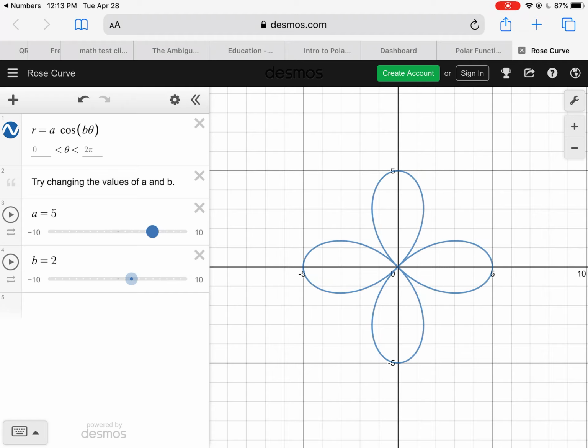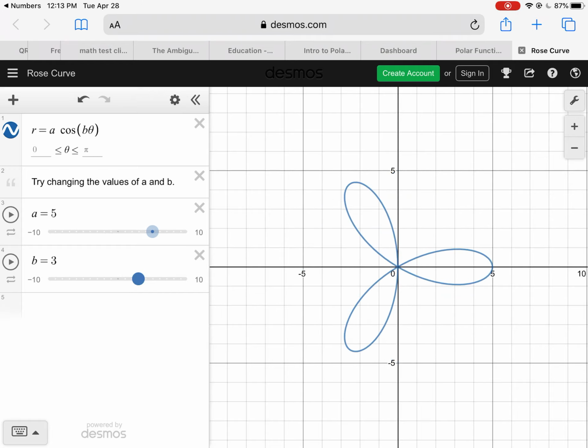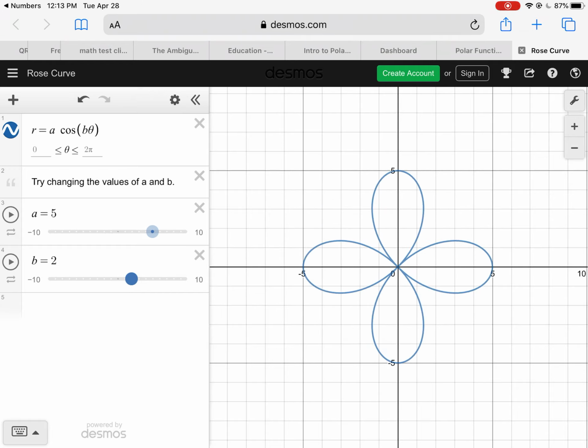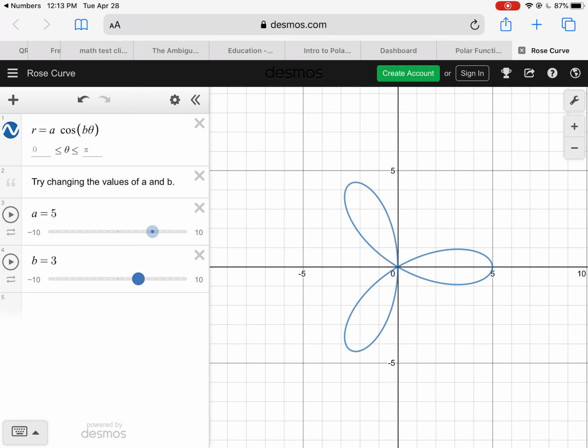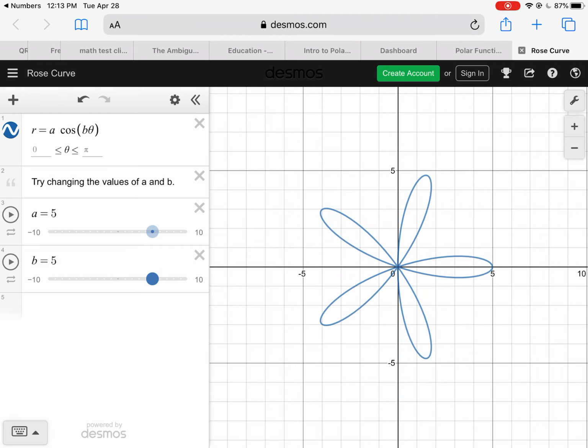All right, what about b? Well, b you can see affects how many petals there are. So notice when b is 2, there's 4 petals. When b is 3, there's 3 petals. When b is 4, there's 8 petals. When b is 5, there are 5 petals. So hopefully you're noticing a pattern here.